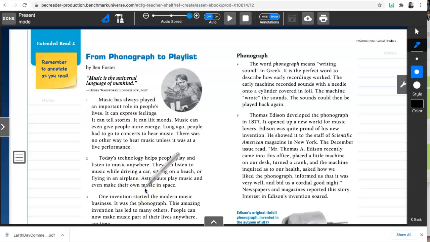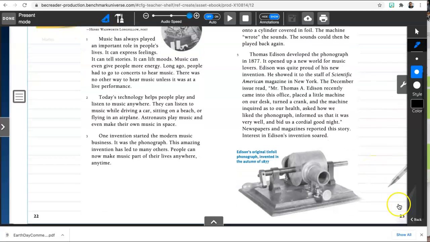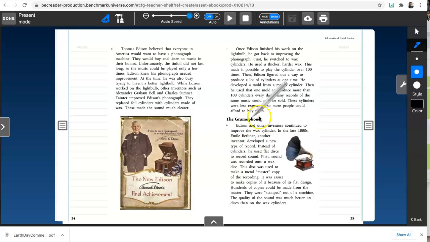Okay, so today we're going to find out how one section of our reading connects to the next section. So we're going to be looking at the subheading phonograph and trying to connect what happens next and how it relates to the next section, the gramophone. Okay, so let me do an example.